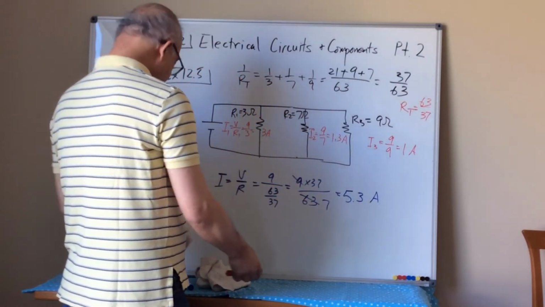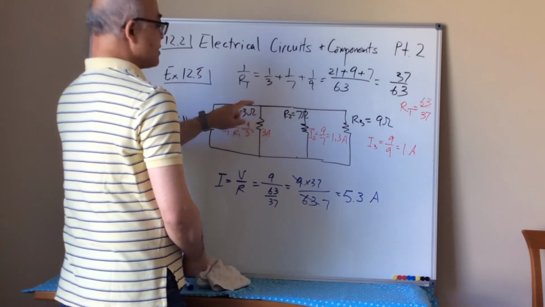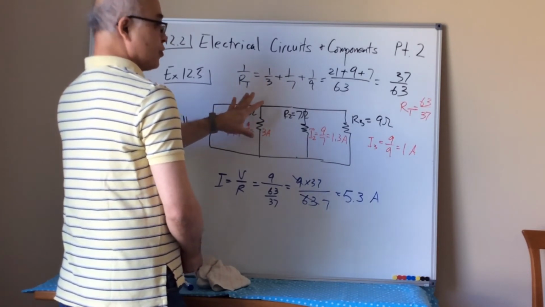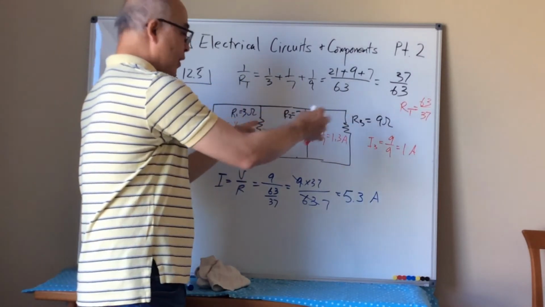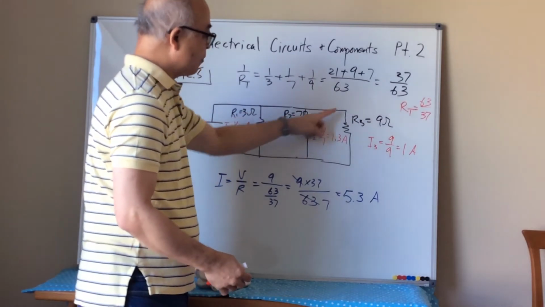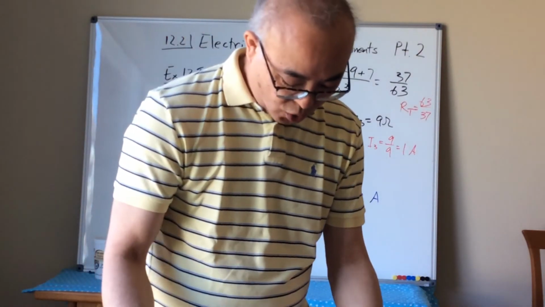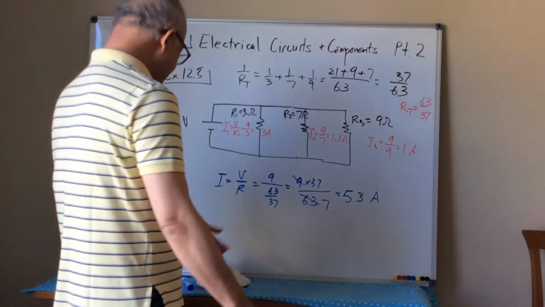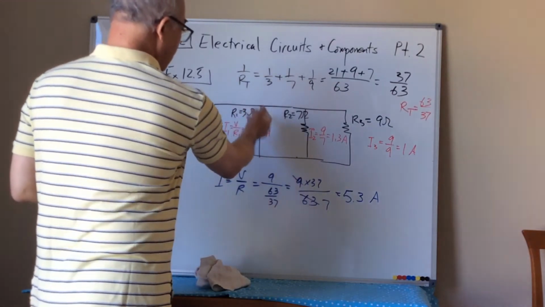And where does that come from? Kirchhoff's law has to be satisfied at this point, right? Kirchhoff's law says what? The incoming current is the same as the outgoing. So I have 5.3 that comes in, it goes out 3, 1.3, and 1. Okay? All right.